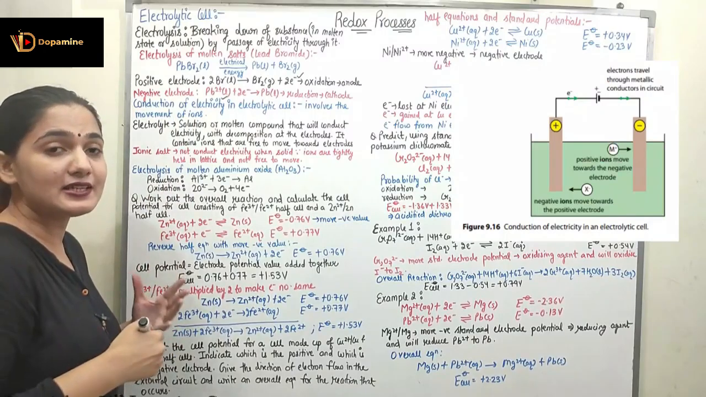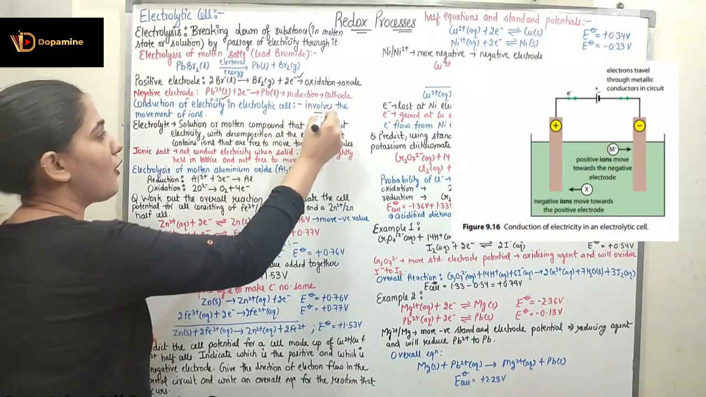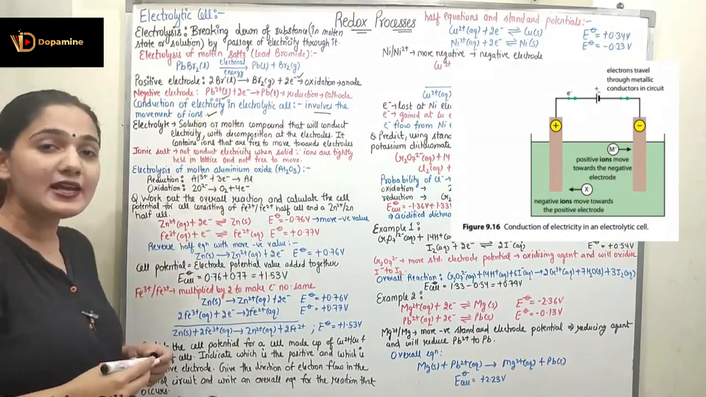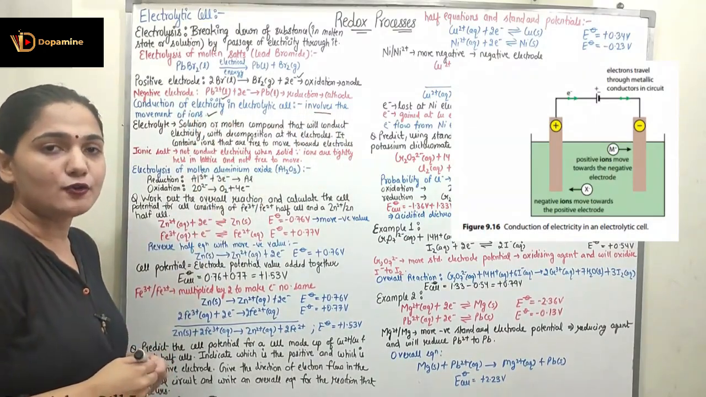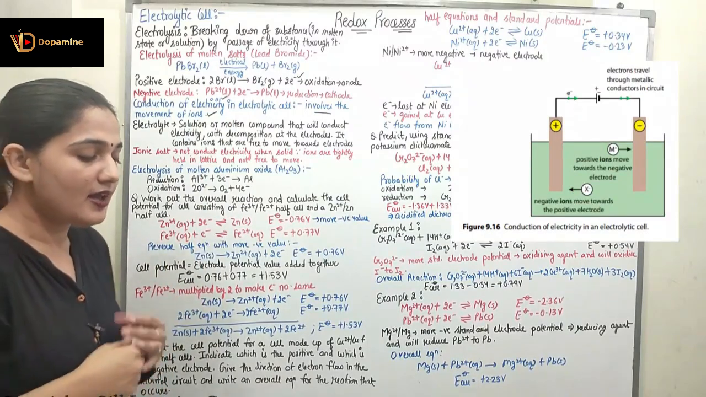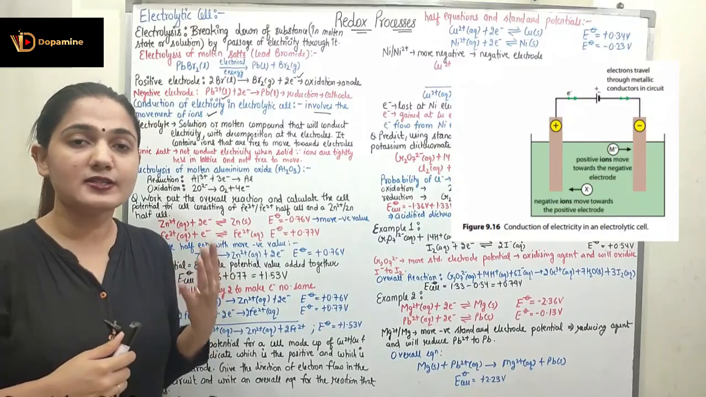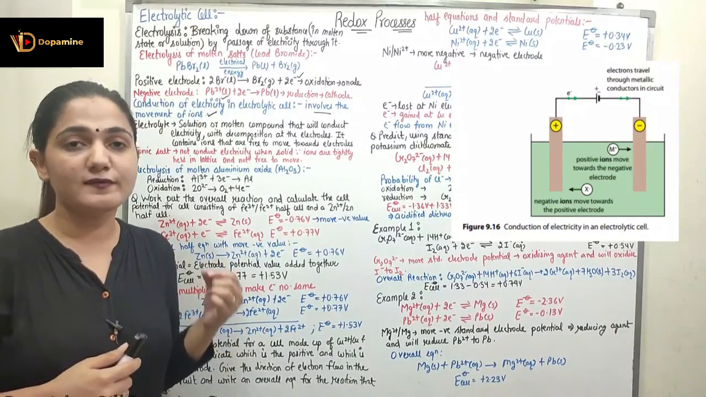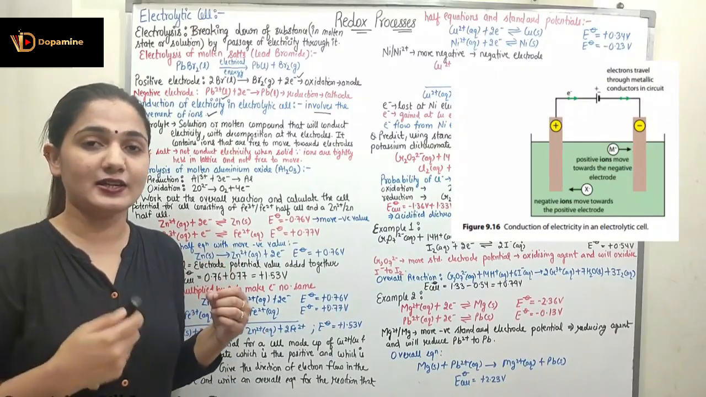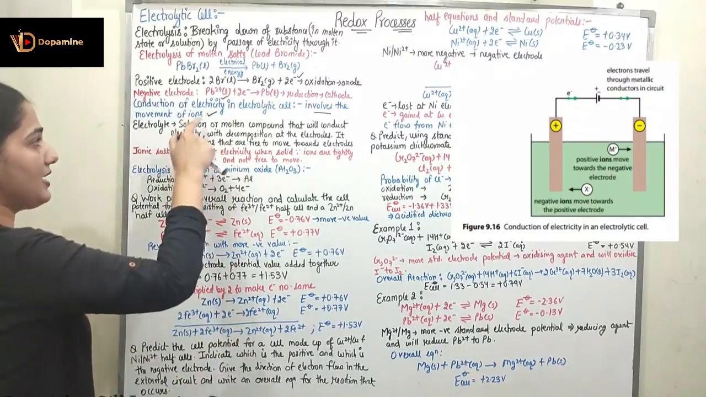So coming to the conduction of electricity in the electrolytic cell. How is electricity conducted in electrolytic cells? It involves the movement of ions. Ions here are moving to provide the electricity movement. If there is electricity, there would be current. Now current is present due to the movement of ions here. Generally current is present due to the movement of electrons, but here the ions are moving.